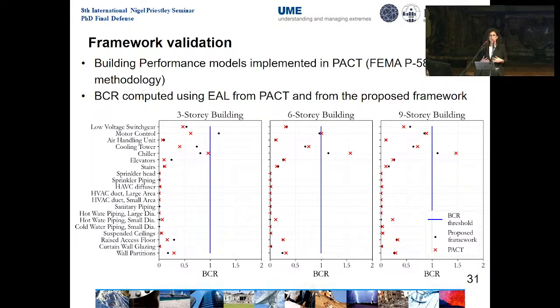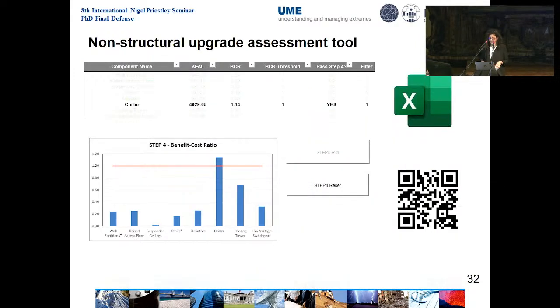So as you can see, the framework is able to capture which are the most important components that are able to optimize the benefit of the investment. There are some discrepancies for some components. The largest ones are for chillers. And this is expected because in the simplified framework, we are neglecting some sources of uncertainty, which are the uncertainty in the structural response and in the repair cost. So because of this, of course, we have some discrepancy between the full probabilistic approach of FEMA P58 and our framework. But overall, it seems to be able to capture the main important components to be upgraded.